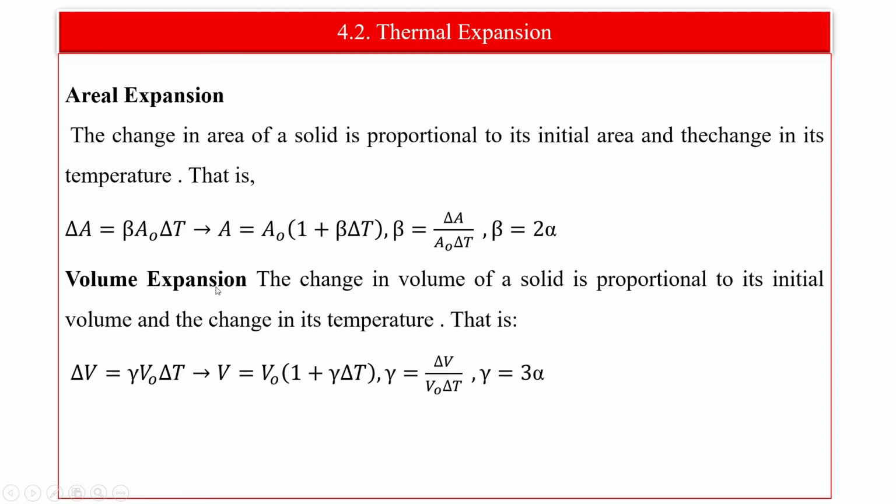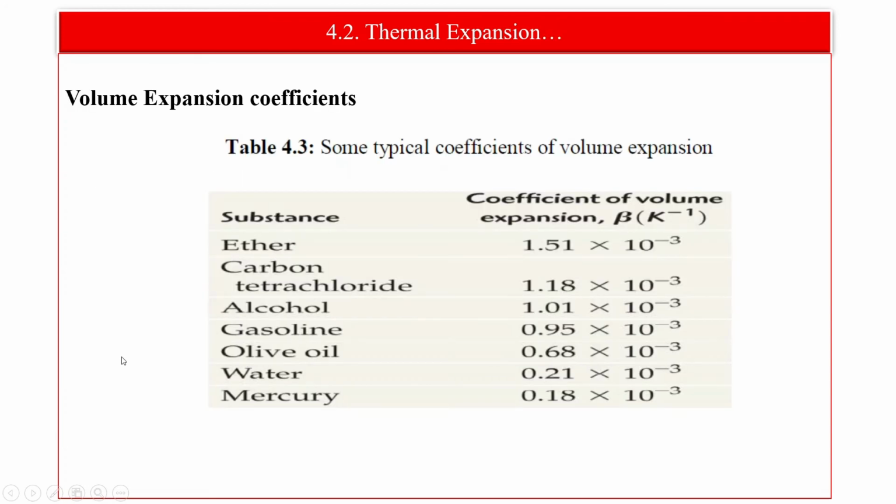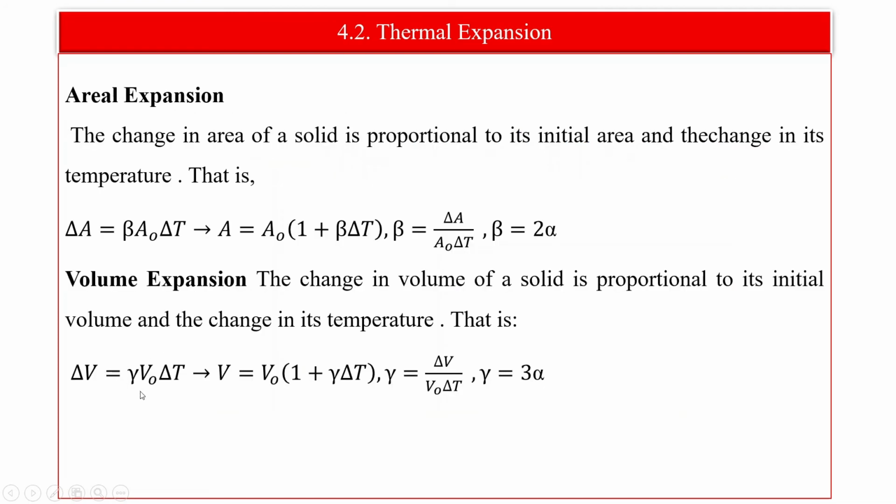Volume expansion. The change in volume of a solid is proportional to its initial volume and the change in its temperature. Just like the previous one, gamma is equal to 3 times alpha, where change in V is equal to gamma multiplied by the original volume multiplied by the change in temperature, where change in V is V final minus the V initial.